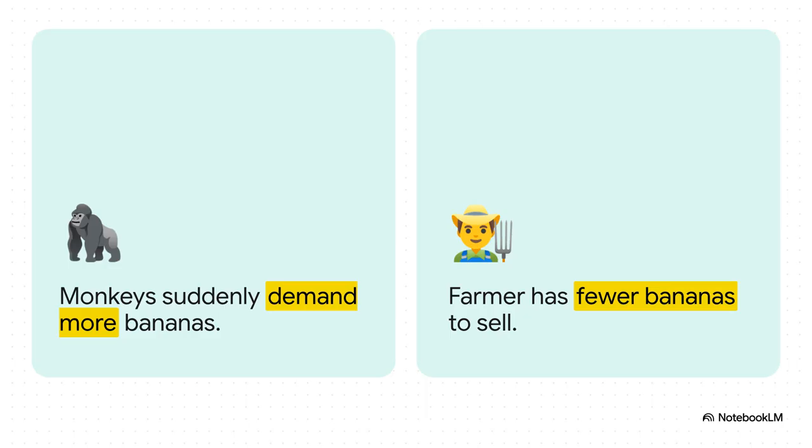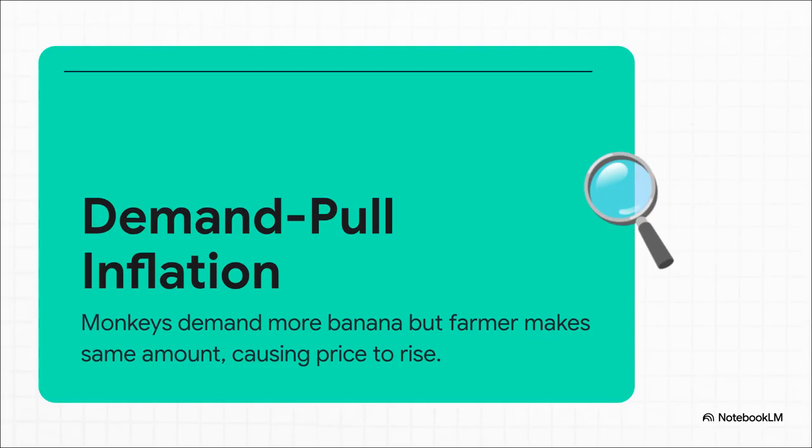Picture two completely different scenarios. In one scenario, the monkeys just wake up and decide they want way more bananas. Their appetite just explodes. In the other scenario, it's a completely different problem. The banana farmer simply has way fewer bananas to offer them. Let's break down exactly what happens to the price of a banana in each of these two specific situations. Let's start with that first scenario.